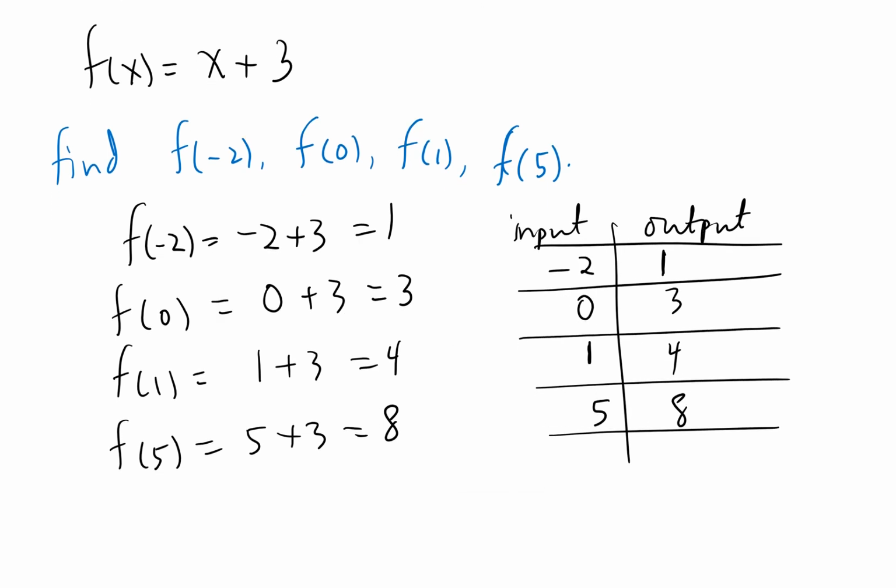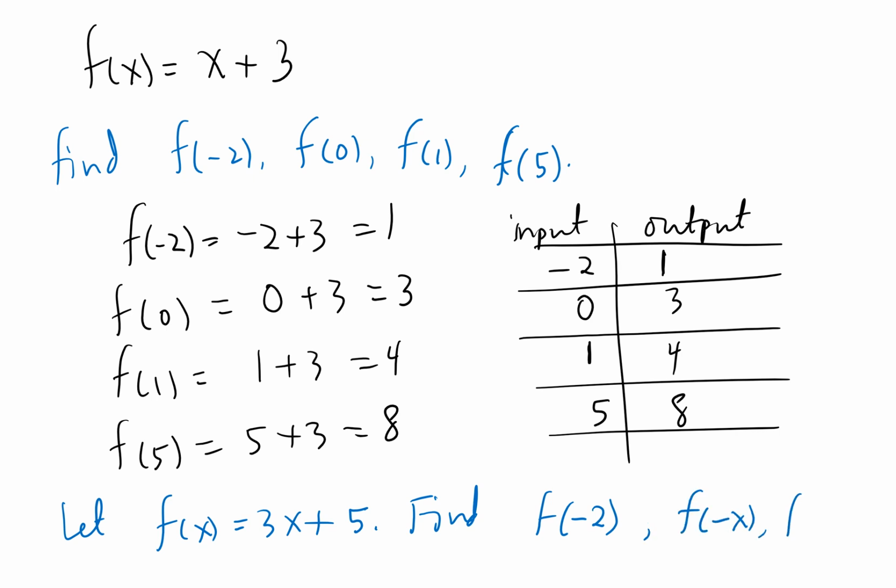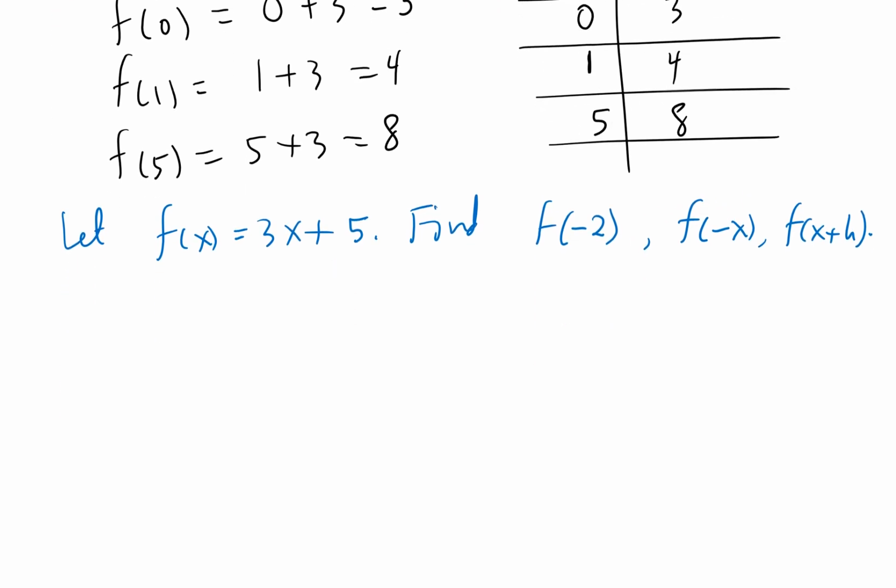I'll give you another example. You try it. Let f of x equal 3x plus 5. Find and simplify f of -2, f of -x, and f of x plus h. So first we find f of -2 by replacing x with -2. That's -6 plus 5, -1.